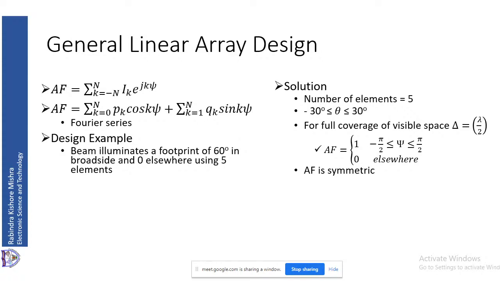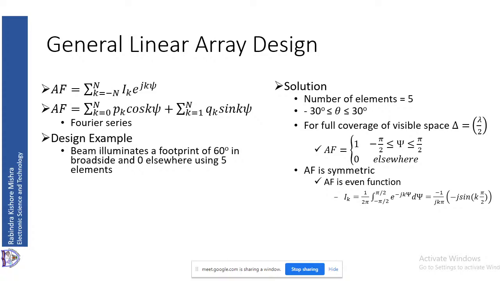Now the array factor is symmetric. It is between minus pi by 2 to pi by 2, or minus 30 to 30, total is 60. Since the array factor is symmetric, it is an even function. The moment I know it is an even function, then in the Fourier series all sine terms will drop out. All qk will be equal to 0.